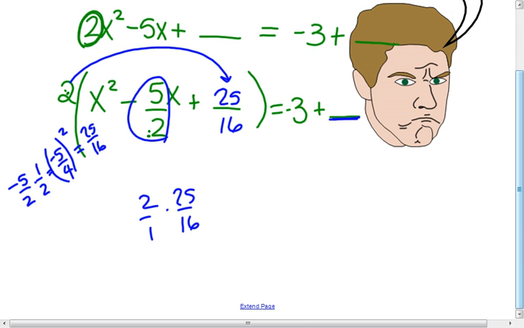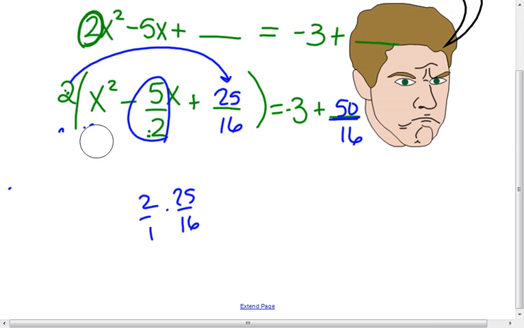Okay, this will be 50/16 right here. So that's the piece that people forget, is to multiply this by 2. Multiply that 2 out in front. Oops, I didn't mean to erase that. I had my eraser picked up. Sorry. But they forget to multiply that 2 that's out in front. I'm going to erase this just so it looks a little neater.